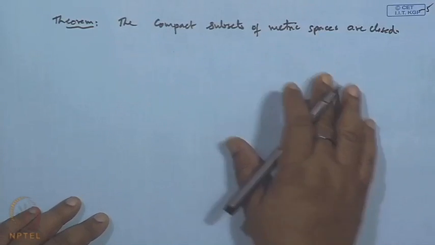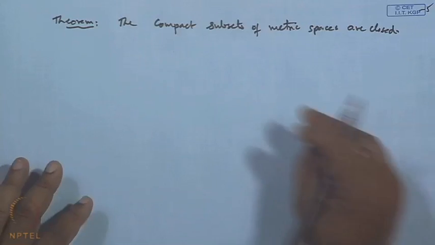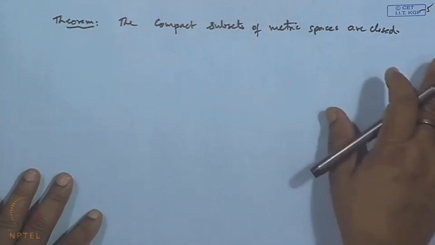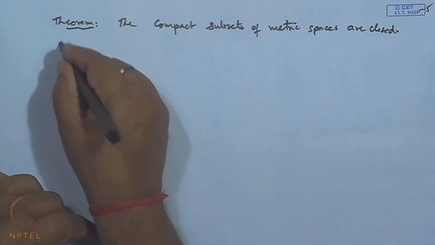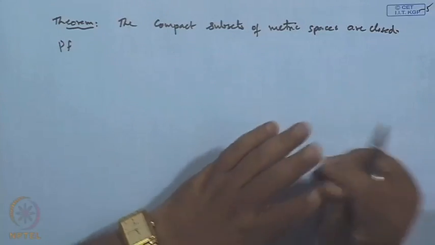Every compact subset of a metric space will be a closed set. Whatever the metric may be, it is an arbitrary metric space. Every compact subset is a closed set. Let us see the proof. This we will prove by contradiction.